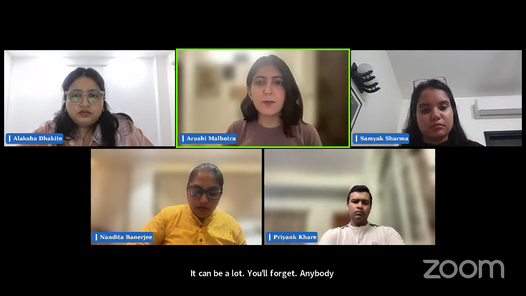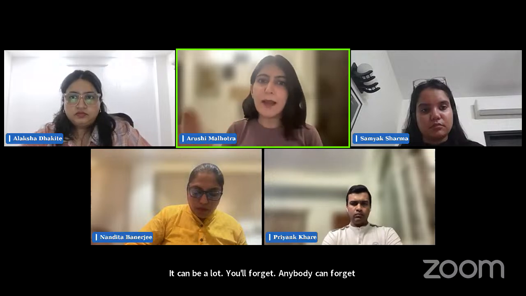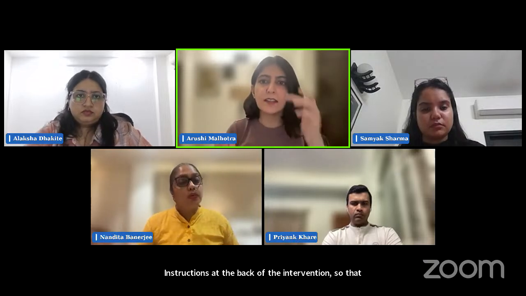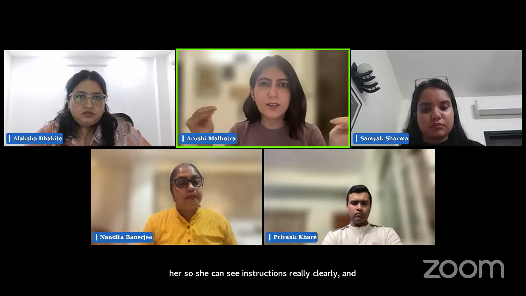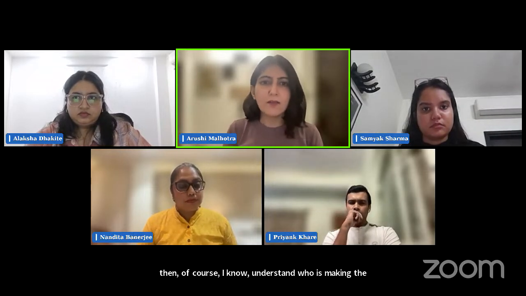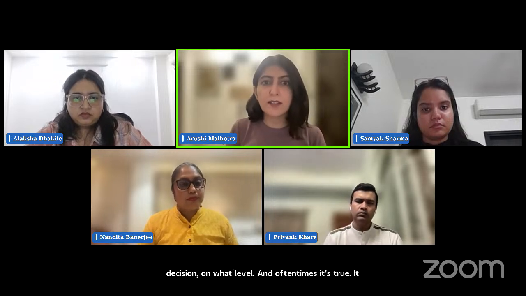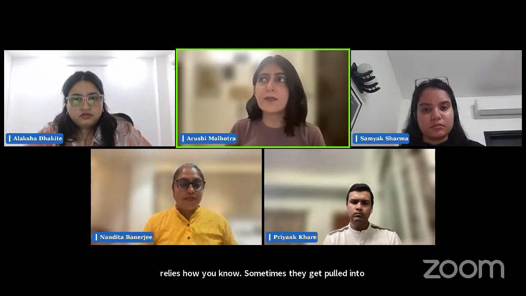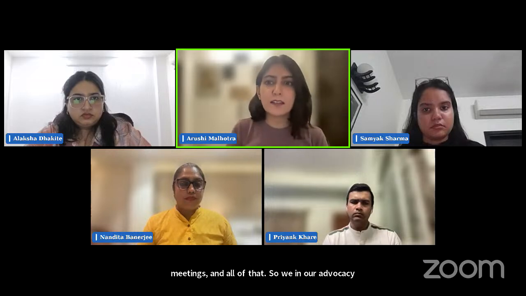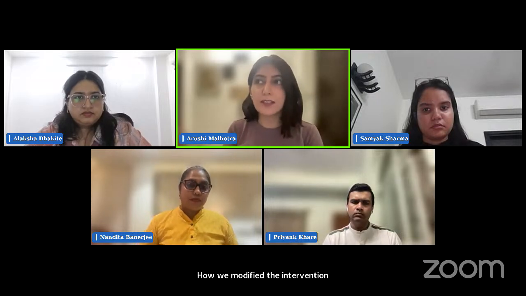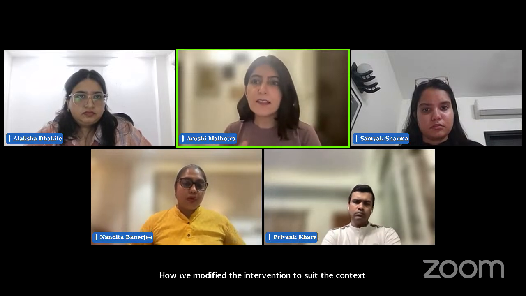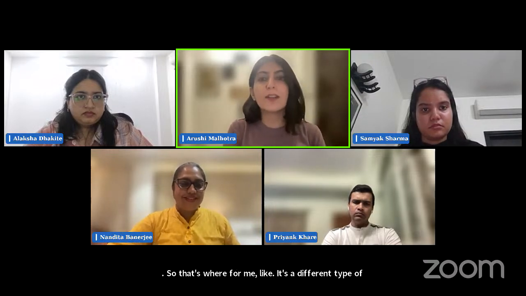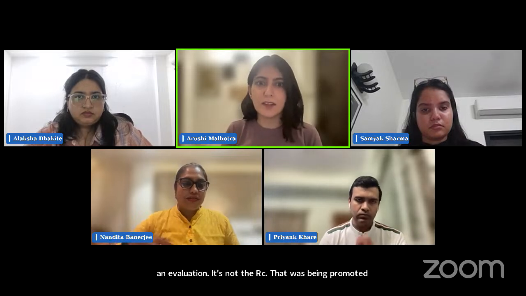So again, one change we made was to include instructions at the back of the intervention, so that when the asha worker is holding it, the back is to her and she can see the instructions really clearly. And then of course we tried to understand who is making the decision at what level, and oftentimes it is the block level officials, the ANM asha supervisors, who are so incredibly involved. We also realized how sometimes they get pulled into meetings. So in our advocacy efforts, we highlighted how we modified the intervention to suit the context after testing it in those conditions. So for me, it's a different type of evaluation. It's not the RCT that was being promoted, but what we did to make the intervention relevant.